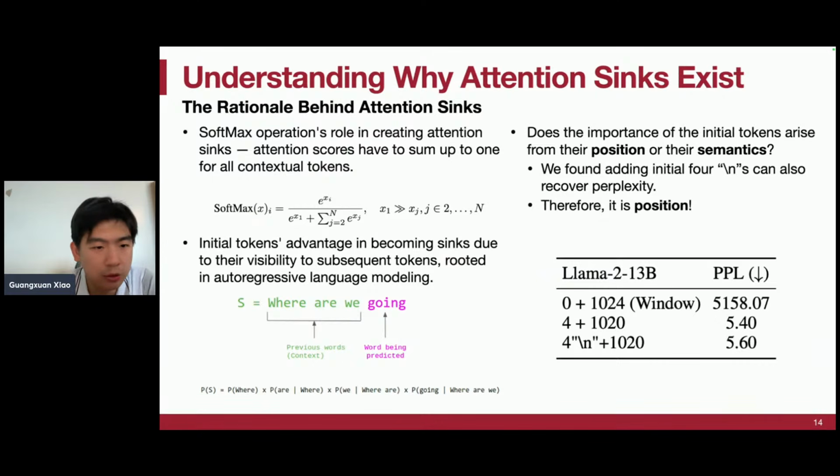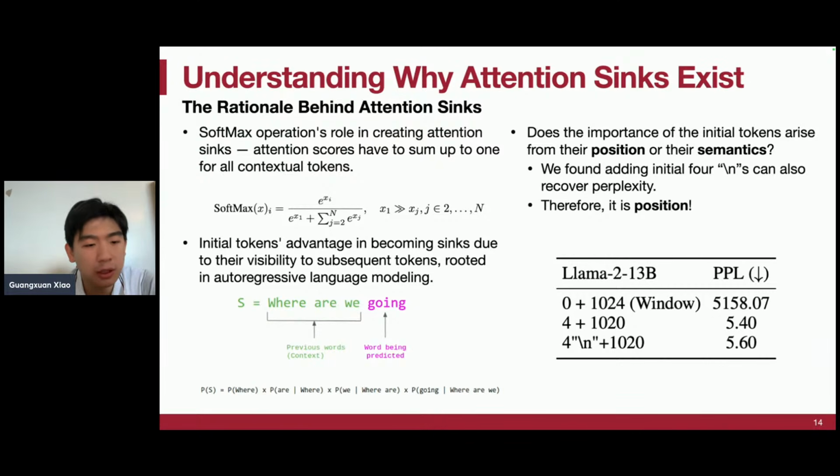The explanation in our paper is that the softmax function enforces all attention scores to sum up to 1 over all contextual tokens, even if for some tokens they don't want to attend to any of the tokens, or for some easy tokens they don't have to attend to a lot of tokens to decode. The softmax function still enforces the attention probabilities to sum up to 1. So in that case, the model has to learn to dump the unnecessary attention score onto some tokens, the attention sinks.